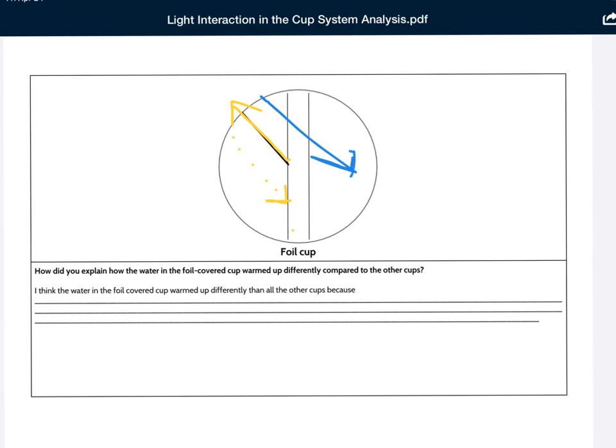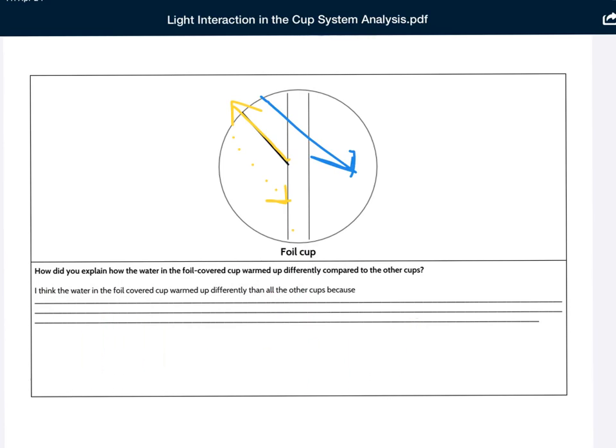You're making a prediction based off of what our data shows. So really look at your data table and think about what that data table is showing, and how could you best explain the results of our data. So if I look here, it says, how did you explain how the water in the foil-covered cup warmed up differently compared to the other cups? So again, here you'd fill in the sentence frame. I think the water in the foil-covered cup warmed up differently than all the other cups because. So you'd write your response here.